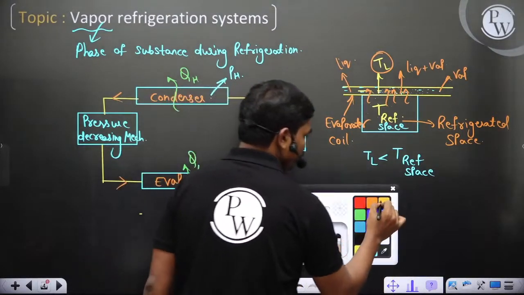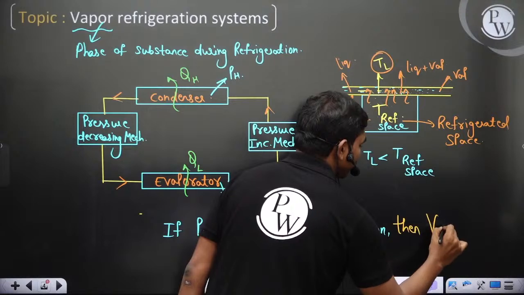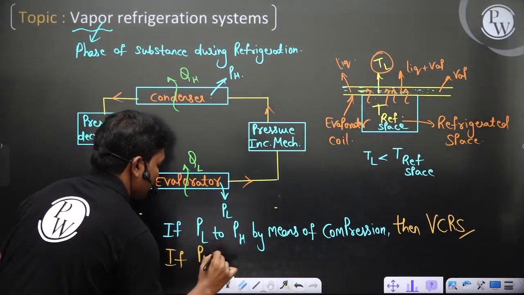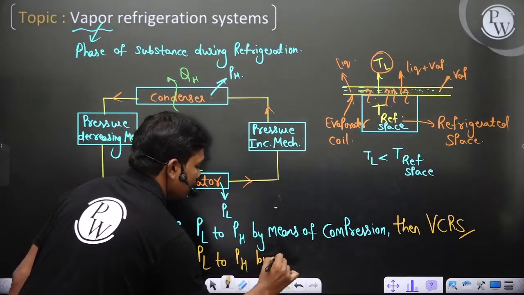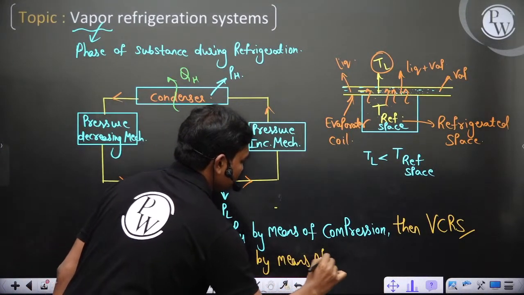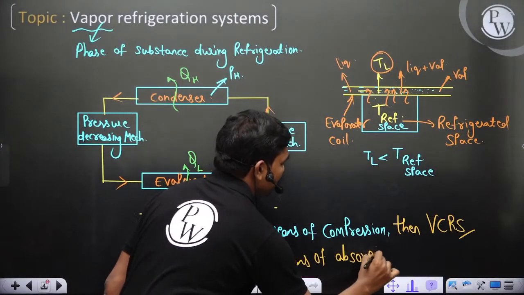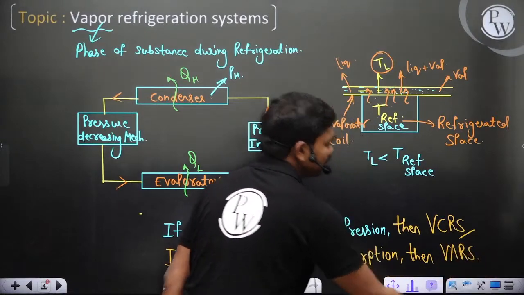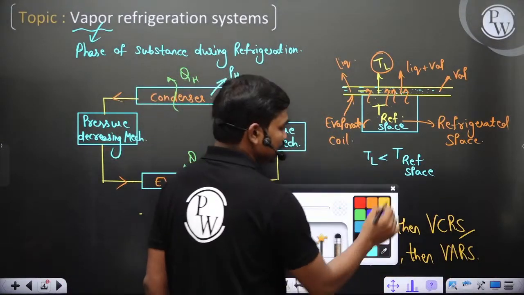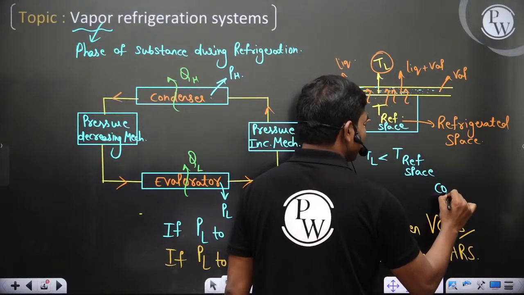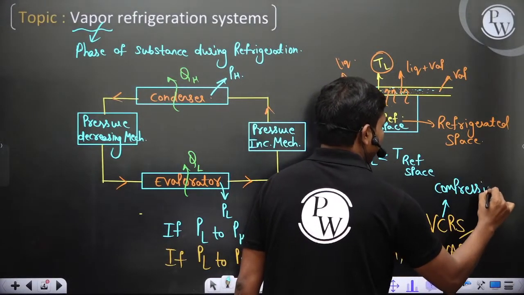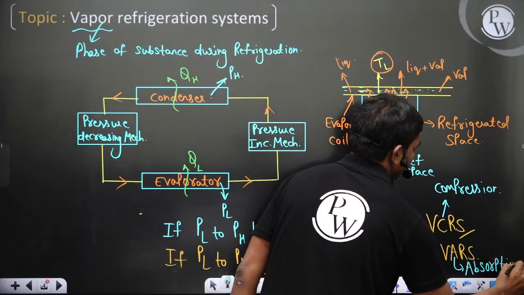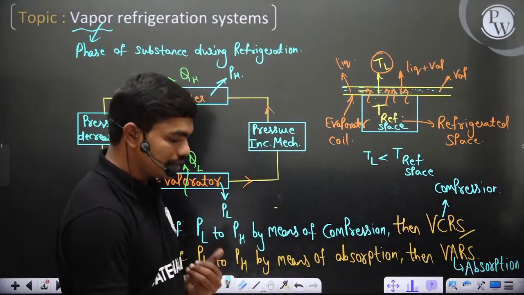Then we get vapor compression refrigeration systems, VCRS, which you all know. If this PL to PH is by means of absorption, then we get VARS, vapor absorption refrigeration systems. So we see two basic things here. This C is for compression and this A is for absorption.